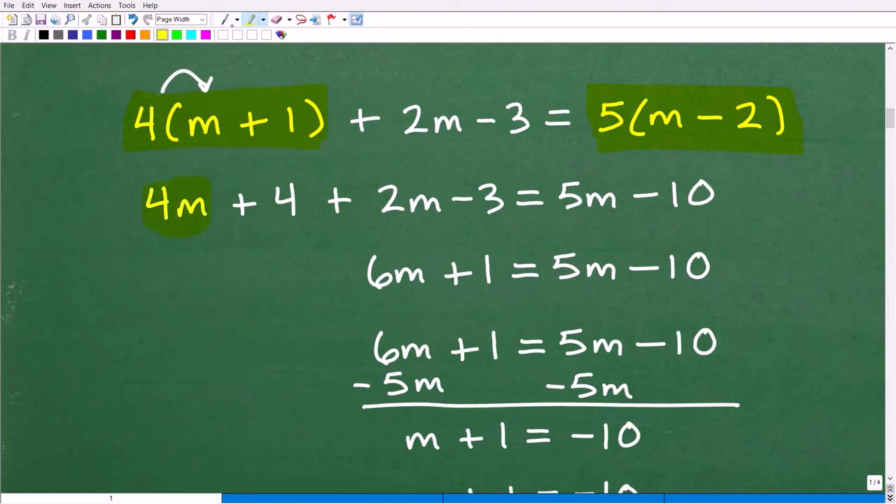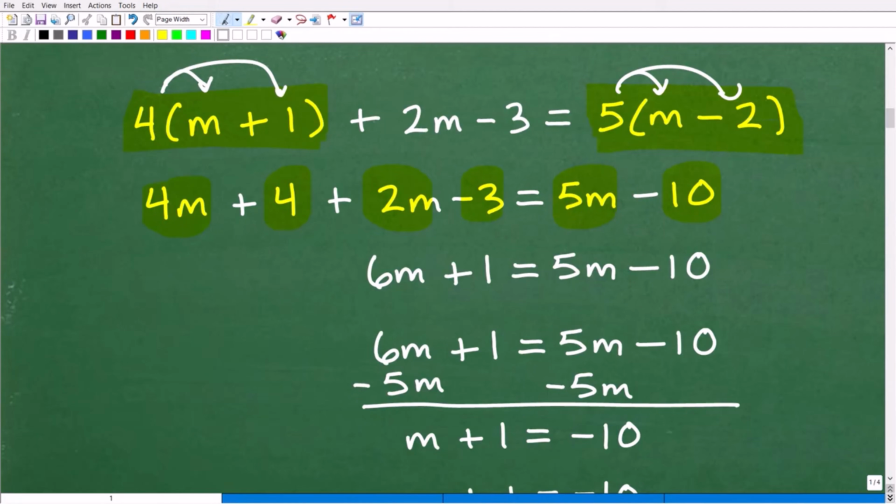The distributive property here means we multiply 4 times m to get 4m, and then 4 times 1, and we get 4. Over here, I multiply 5 times m to get 5m, and 5 times 2, I'm going to get minus 10. That's the first thing you do: if there are any parentheses where you have to apply the distributive property, do that first. So now we have 4m plus 4 plus 2m minus 3, and then we have 5m minus 10 over here.